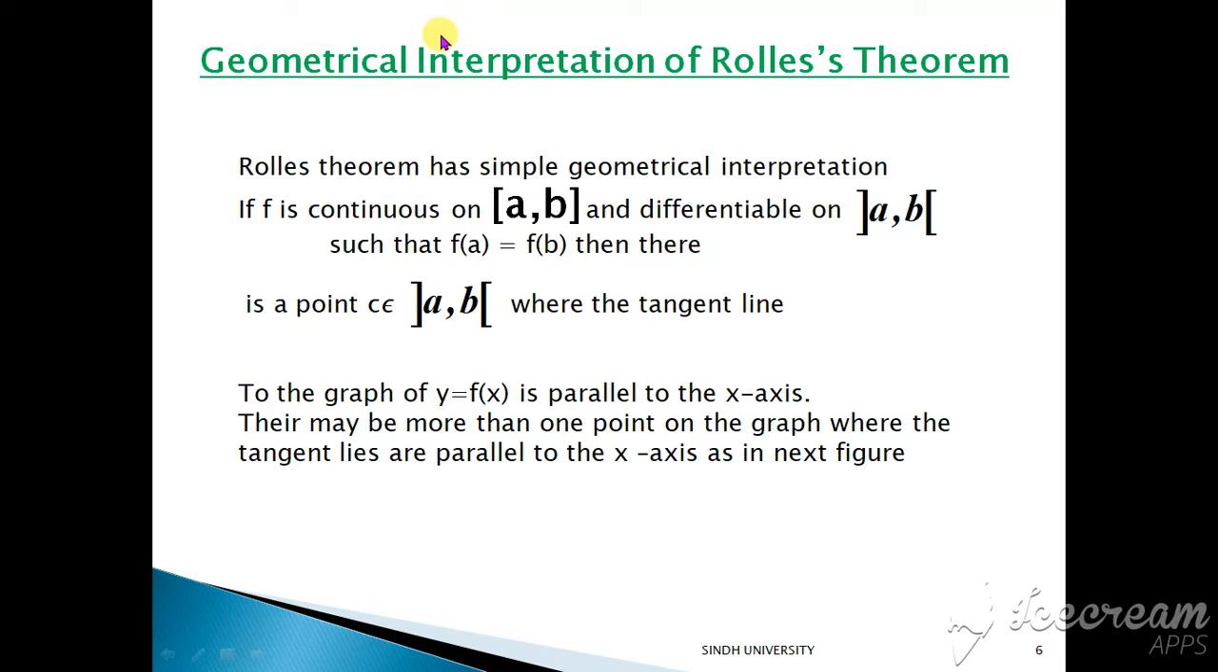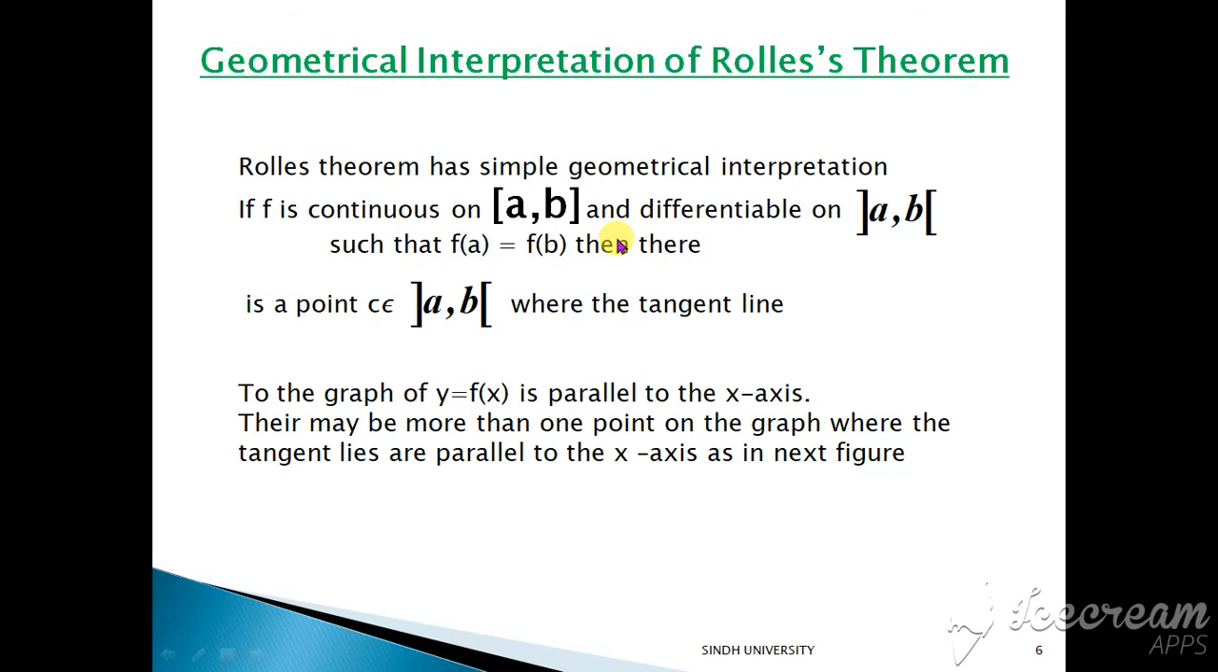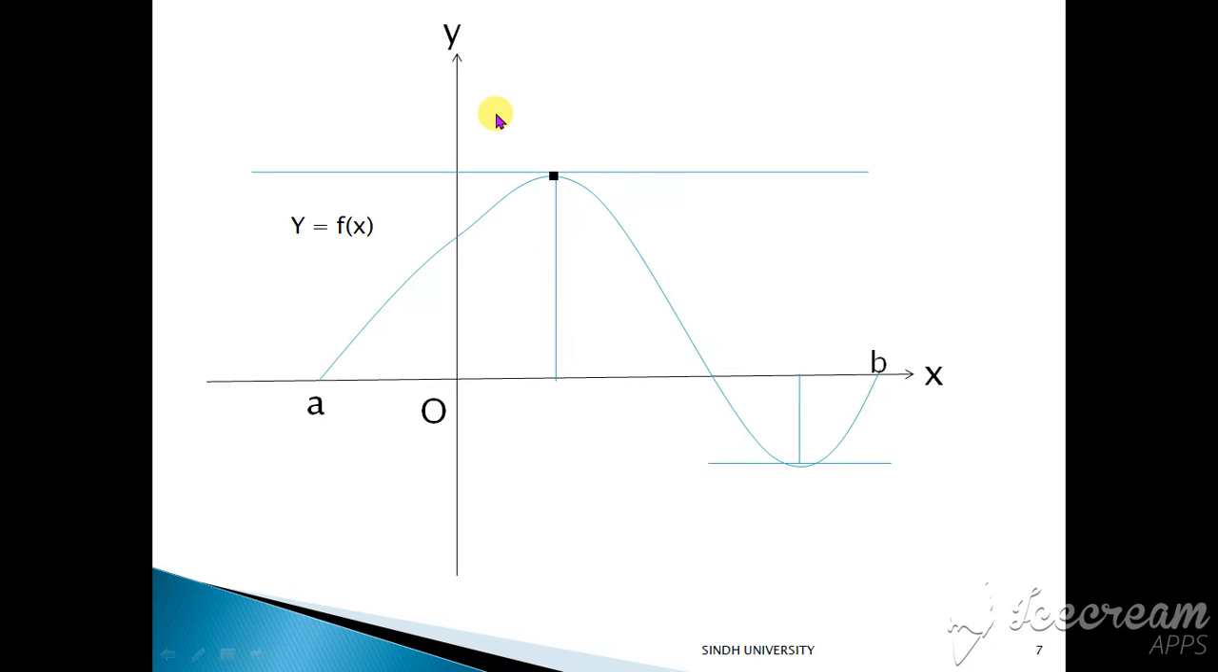Now the geometrical interpretation of Rolle's theorem. Rolle's theorem has a simple geometrical interpretation. If f is continuous on the interval [a, b] and differentiable on (a, b), such that f(a) is equal to f(b), then there is a point c belonging to (a, b) where the tangent line to the graph of y equals f(x) is parallel to the x-axis. There may be more than one point on the graph where the tangent lines are parallel to the x-axis, as in the next figure.